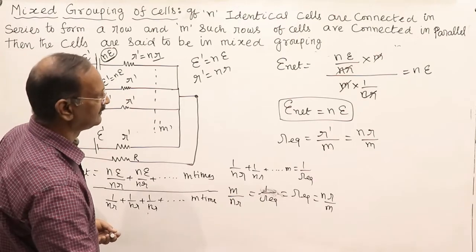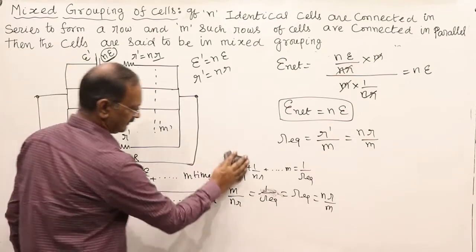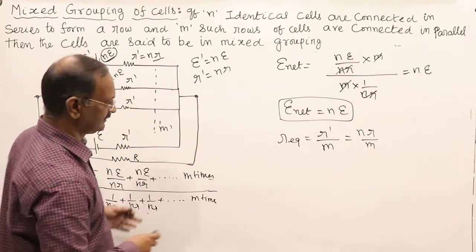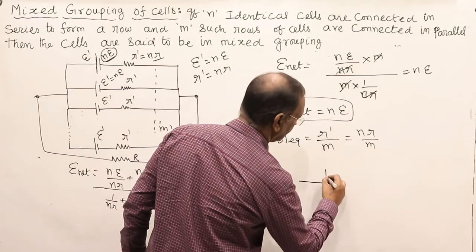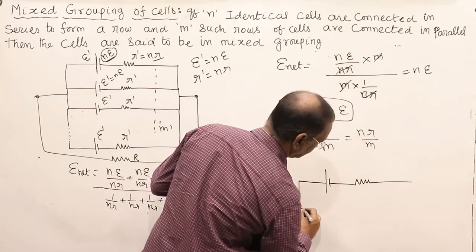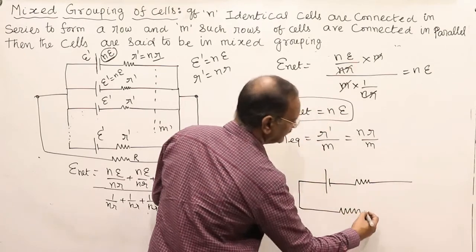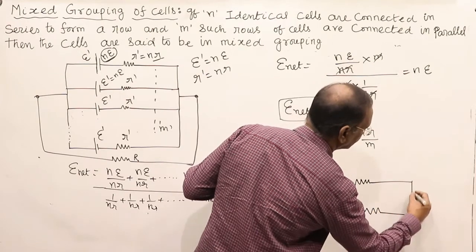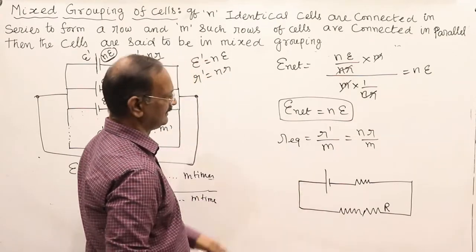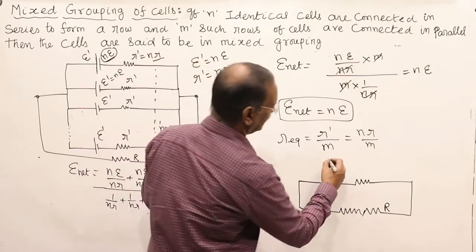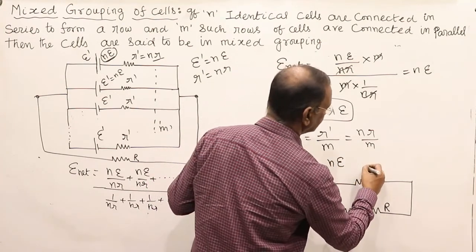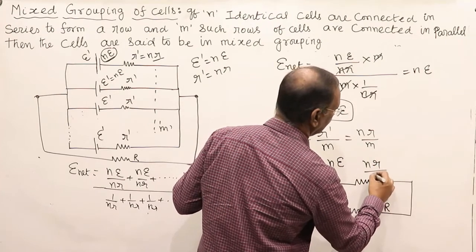So this can be represented by a single circuit. The entire mixed grouping can be represented by a single one, that is, one EMF and one resistance, with of course the external resistance R connected, and the net EMF. What is the EMF net? It is equal to N times E. And what is R equivalent? R equivalent is equal to nr by m.